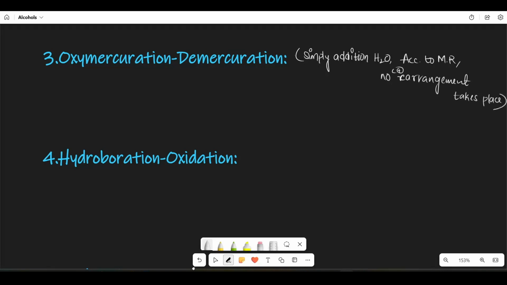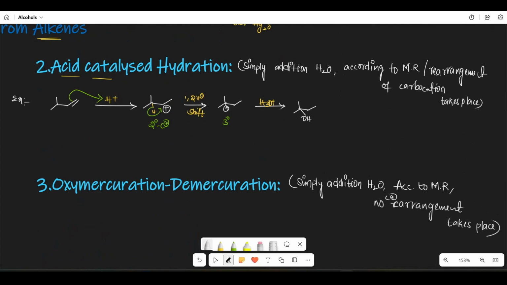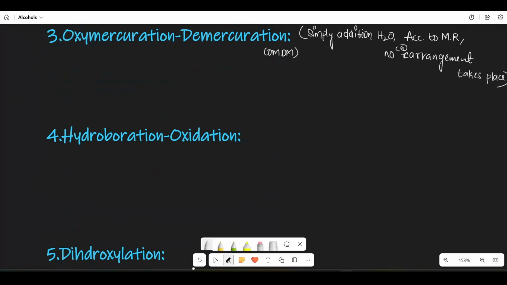So in this case, acid catalyzed hydration, I have told you, rearrangement of carbocation takes place. The difference between these two reactions is that both are written according to Markovnikov, but in acid catalyzed hydration, rearrangement of carbocation is possible. In the case of OMDM, oxymercuration demercuration, no rearrangement takes place. So up to here, I hope it's clear, right?